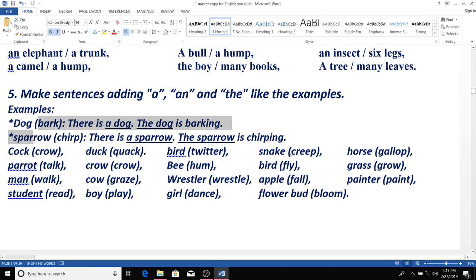There is a snake and the snake is creeping. There is a bird and the bird is flying. There is an apple and the apple is falling. There is a flower and the flower is blooming. There is a horse and the horse is galloping. There is grass and the grass is growing. There is a painter and the painter is painting.